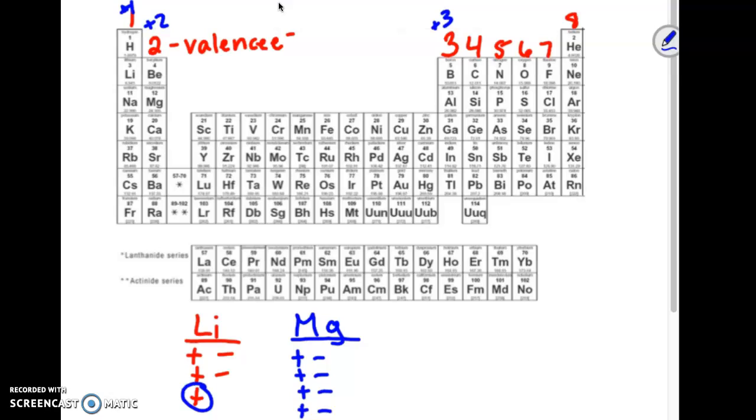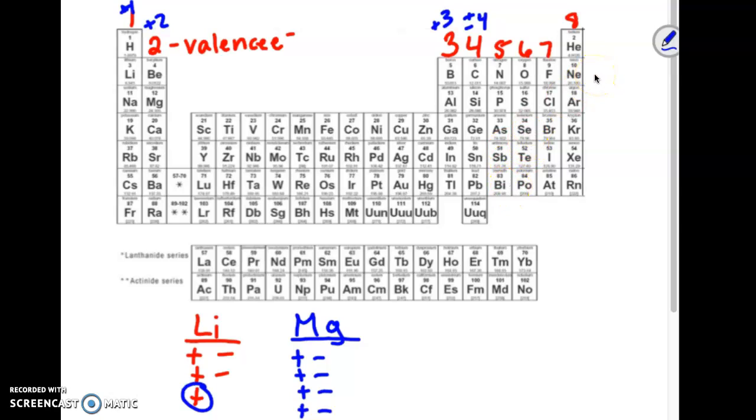Now, this group number 4 right here, it's a little bit weird because remember we're thinking about how they want to be like a noble gas. That outermost energy level has to fill up to 8, or it has to empty out completely so that the next energy level is full. So here, is 4 closer to 0 or 8? It's actually in between. So this one is a little bit weird in that they can have a positive or a negative 4 for their ions.